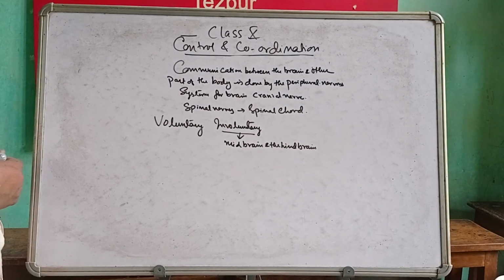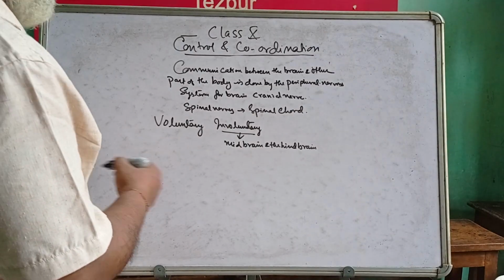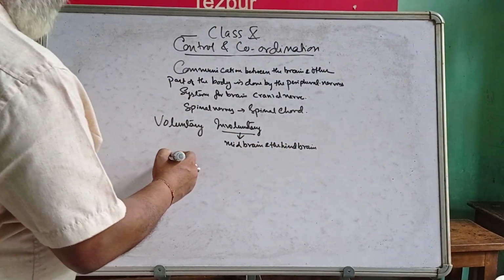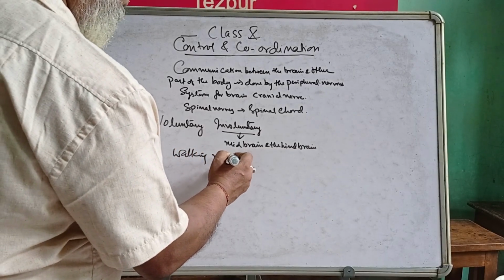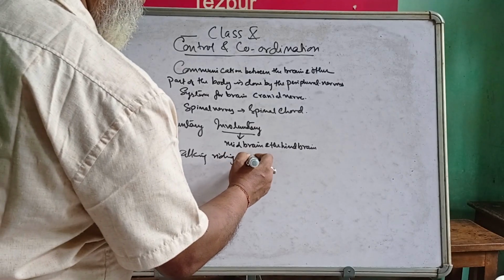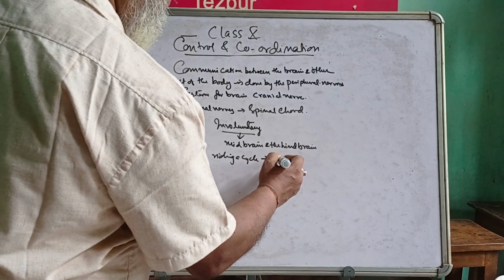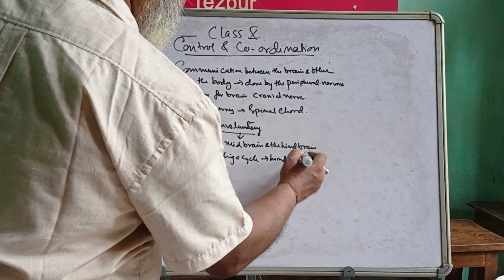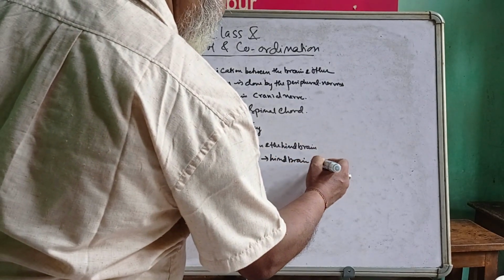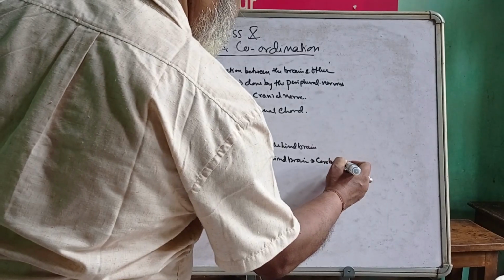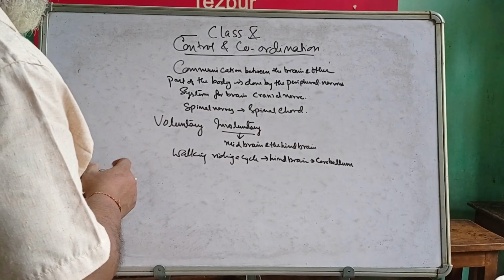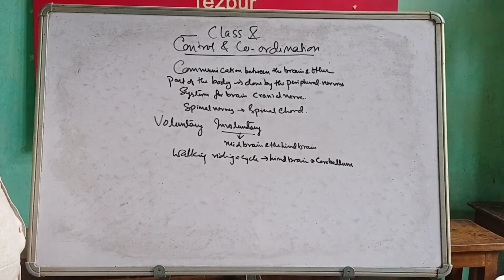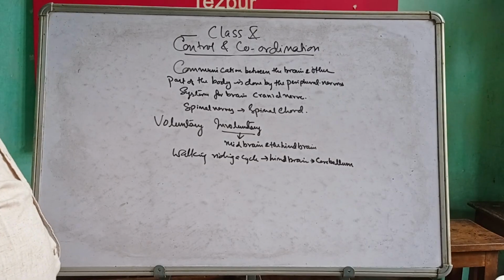Now, balancing, walking, riding a bicycle, this is done by the hindbrain, and that part is the cerebellum. That is done by the cerebellum. So everything has been given to you in a nutshell.